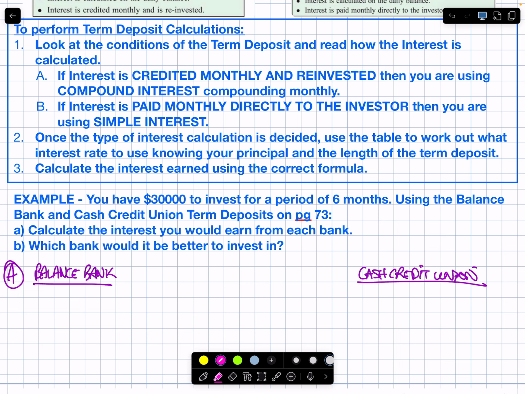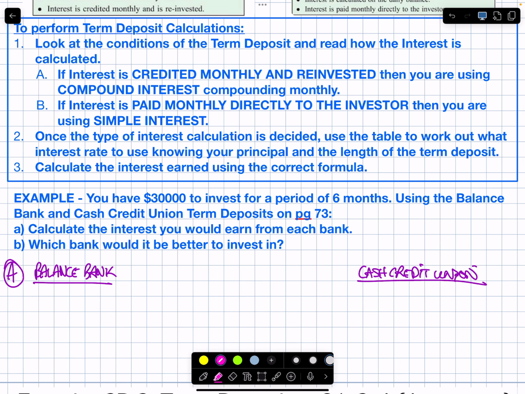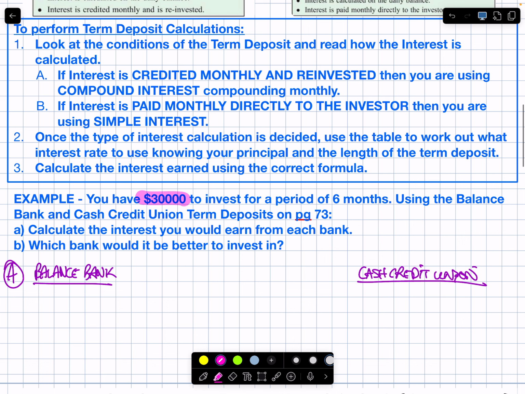Let's run through that example. I'm a rich old man. I've got 30 grand to invest, and I'm willing to put it away for 6 months and not touch it in a term deposit. 30 grand is important. 6 months is important. Using the Balance Bank and Cash Credit Union term deposits on page 73.